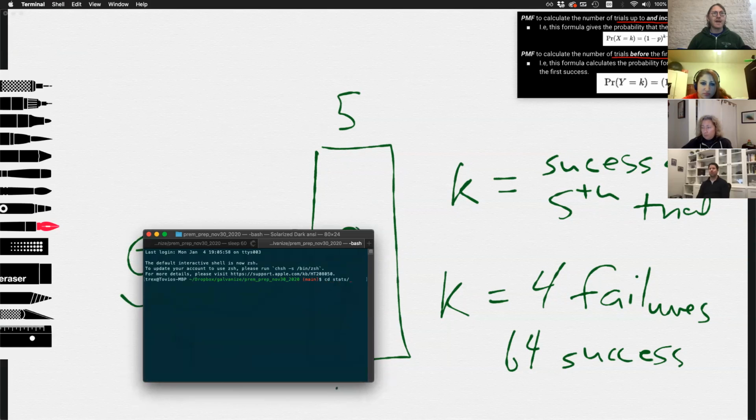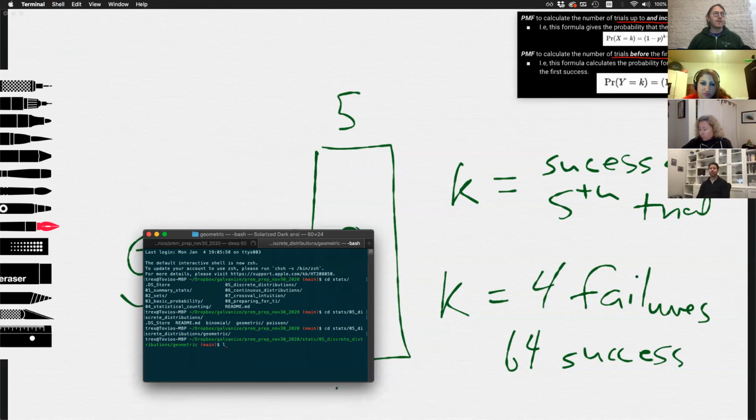And we're in stats, section 0.5, discrete distributions, and geometric. We've got 3 files that we're working with here: geometric using PMF, geometric sampling, and geometric problems. In reality, we're probably just going to play around with geometric using PMF and geometric sampling, and we might jump to a more generic kind of discrete problem away from geometric.